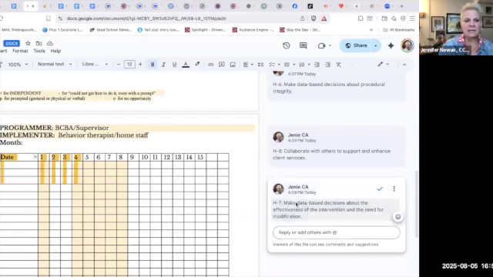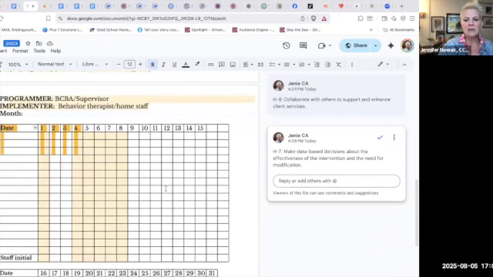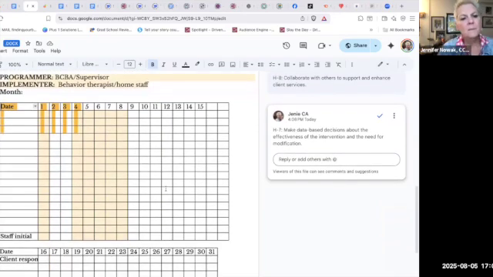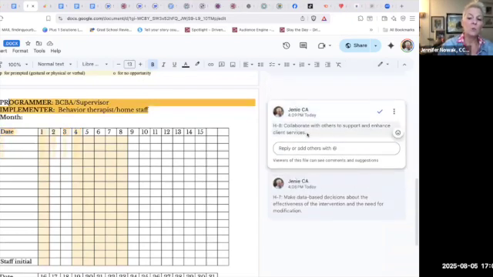That's H6. H7 says, make data-based decisions about the effectiveness of the intervention and the need for modification. So it's beautiful if your program sheet is also your data sheet. The more that we can minimize the moving parts and pieces getting lost in any program, the better for the family, the staff, the caregivers. So my data sheet is right here. I'm going to come back to this in just a second so I can finish out H8, that says we will collaborate with others to support and enhance client services.